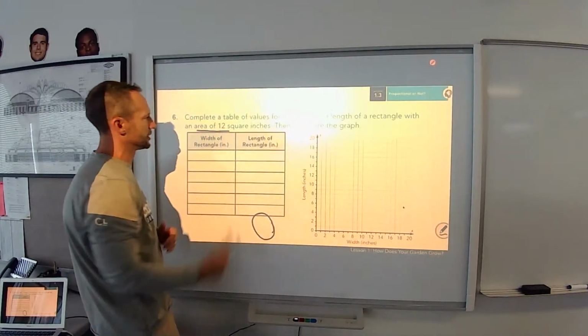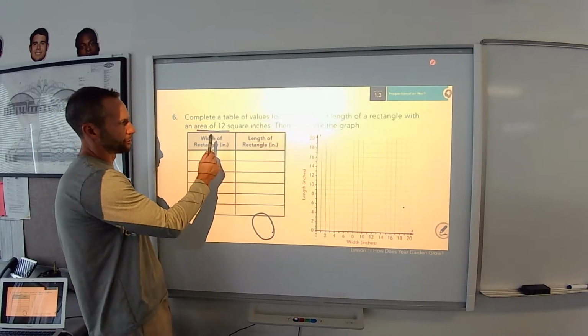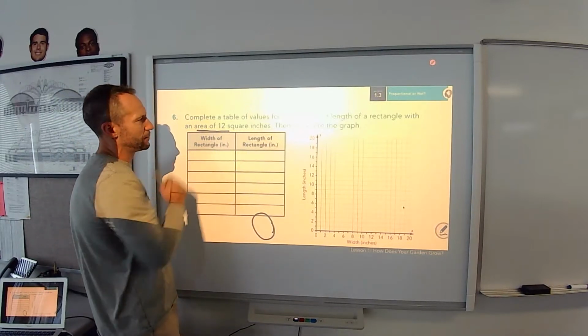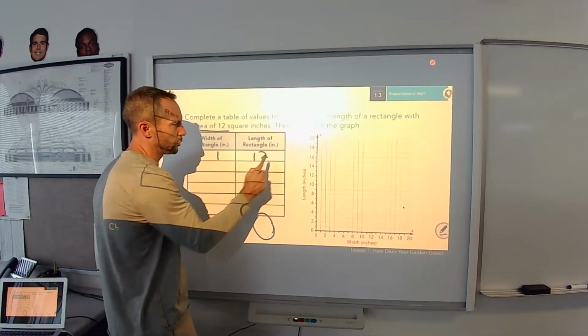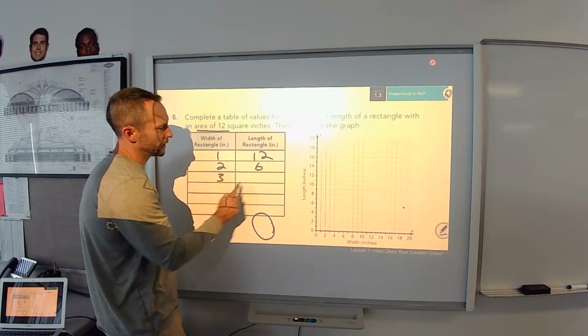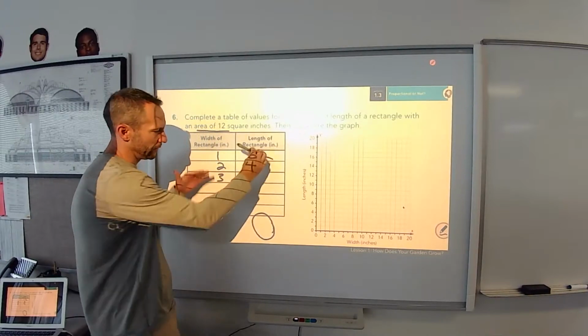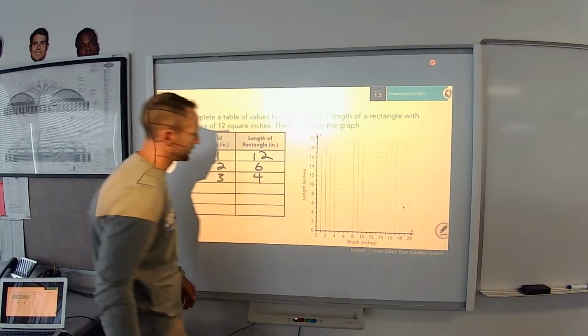So then we went to our next scenario where we're looking at area, and we're looking at a rectangle that has a width and a length, but we want the area to be 12. So for example, if the width is 1, the length would be 12. If the width is 2, the length would be 6. If the width is 3, the length would be 4. And again, we filled in the table. Kids were very, very good about figuring out how this was working.